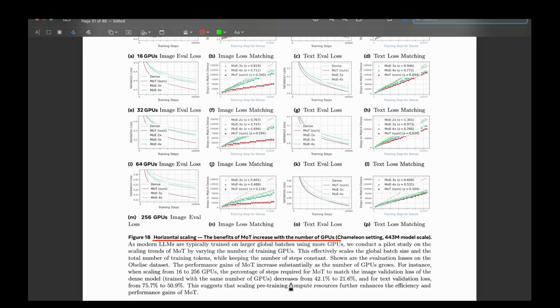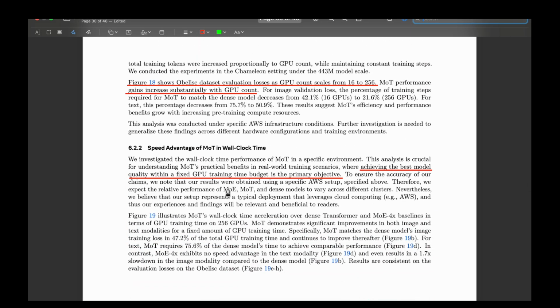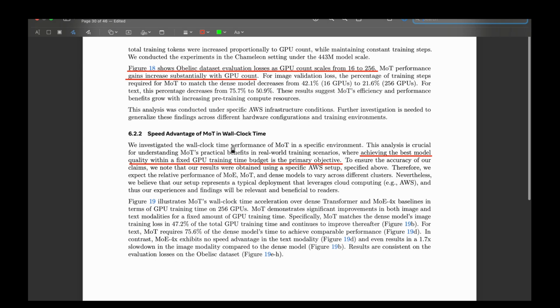Similarly, there is also a decrease from 75% to 50% when it comes to text validation loss. And this clearly suggests that scaling pre-training compute resources further enhances the efficiency of the performance gain. And the next one that they go for is the wall clock time, where we are aiming to achieve the best model quality with a given fixed GPU time, basically. So you fix the GPU, you fix the time, and then now you want to find out what's the best model that we can get within this given time. That's the primary objective with the wall clock time.